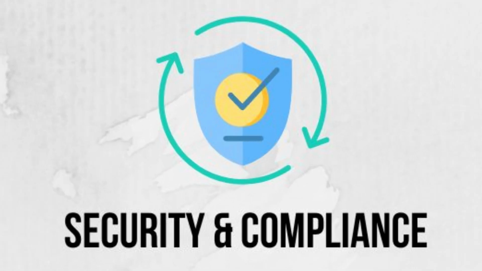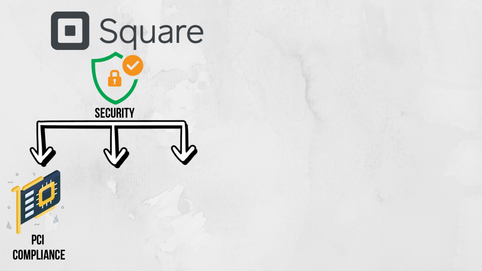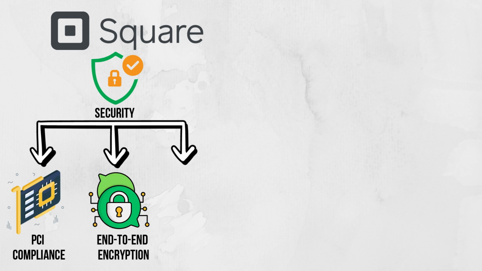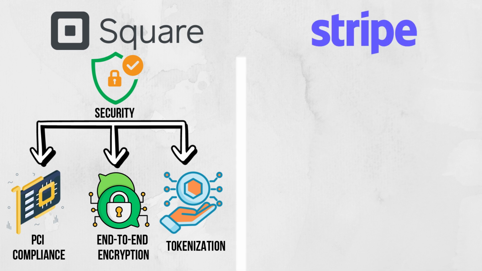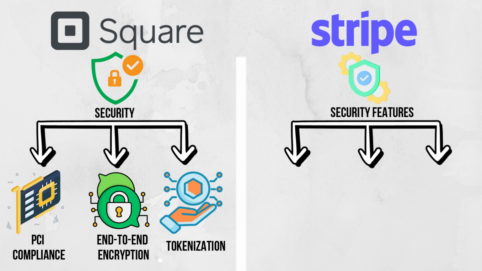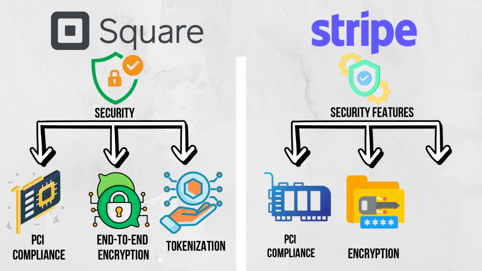Security and compliance. Security features are vital for protecting sensitive payment information. Square ensures security with PCI compliance, end-to-end encryption, and tokenization. Square also offers dispute management tools and fraud detection to safeguard transactions. Stripe, known for its robust security features, includes PCI compliance, encryption, tokenization, and advanced machine learning algorithms.